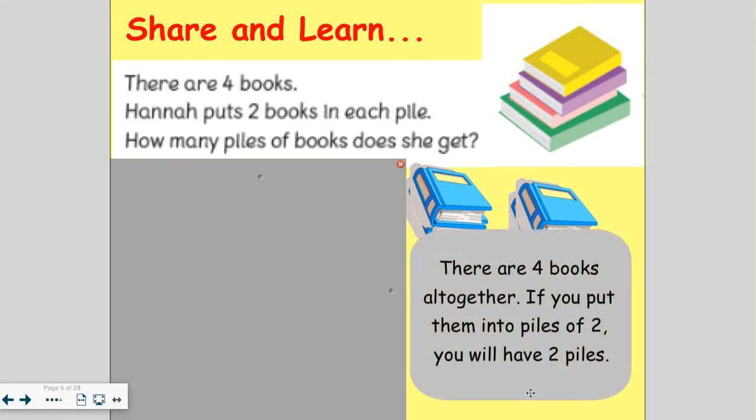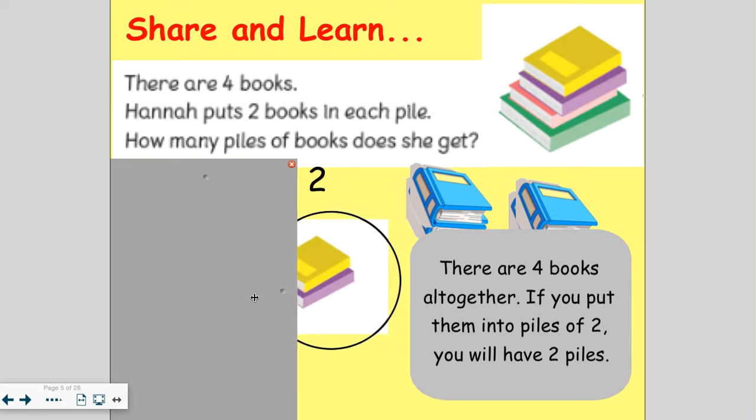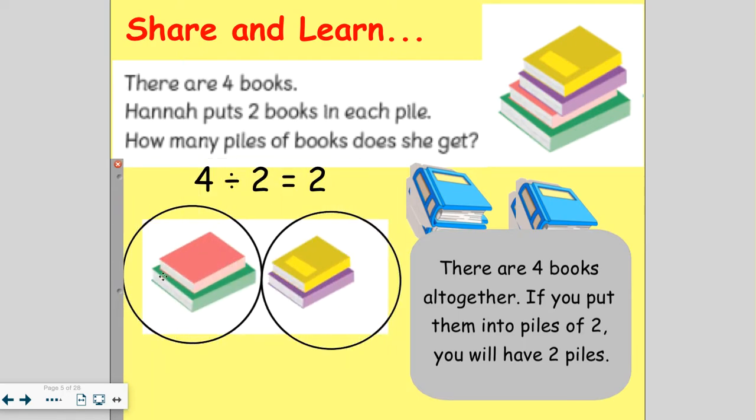Now there are 4 books altogether. If you put them into piles of 2, you will have 2 piles. So 4 books grouped into piles of 2 gives us 2 piles of books. 4 put into groups of 2 means we have 2 groups altogether.